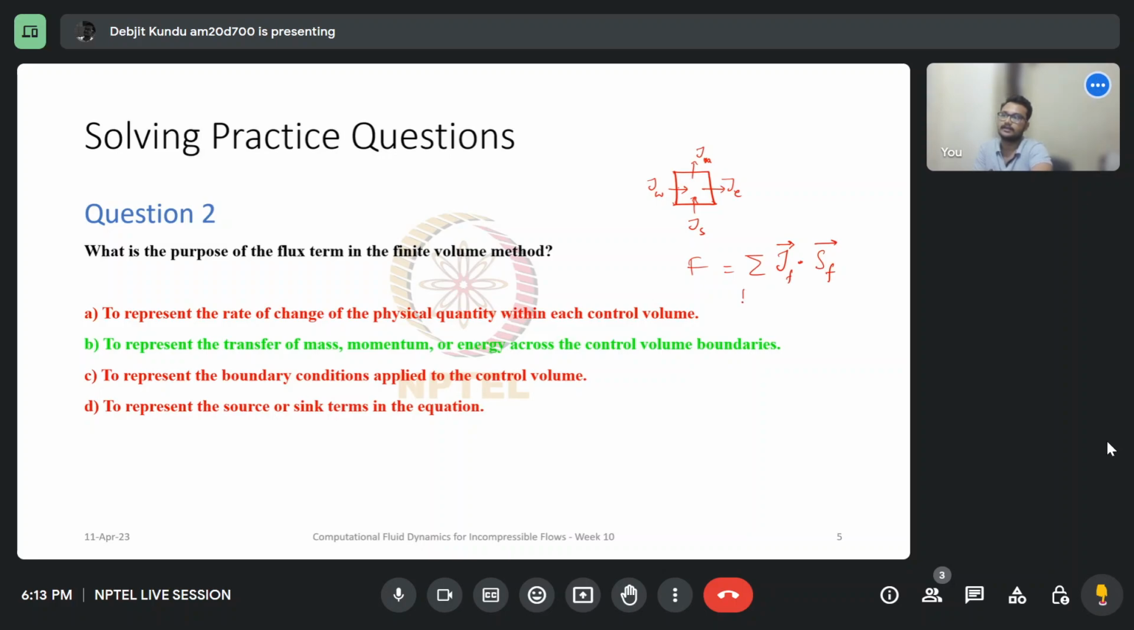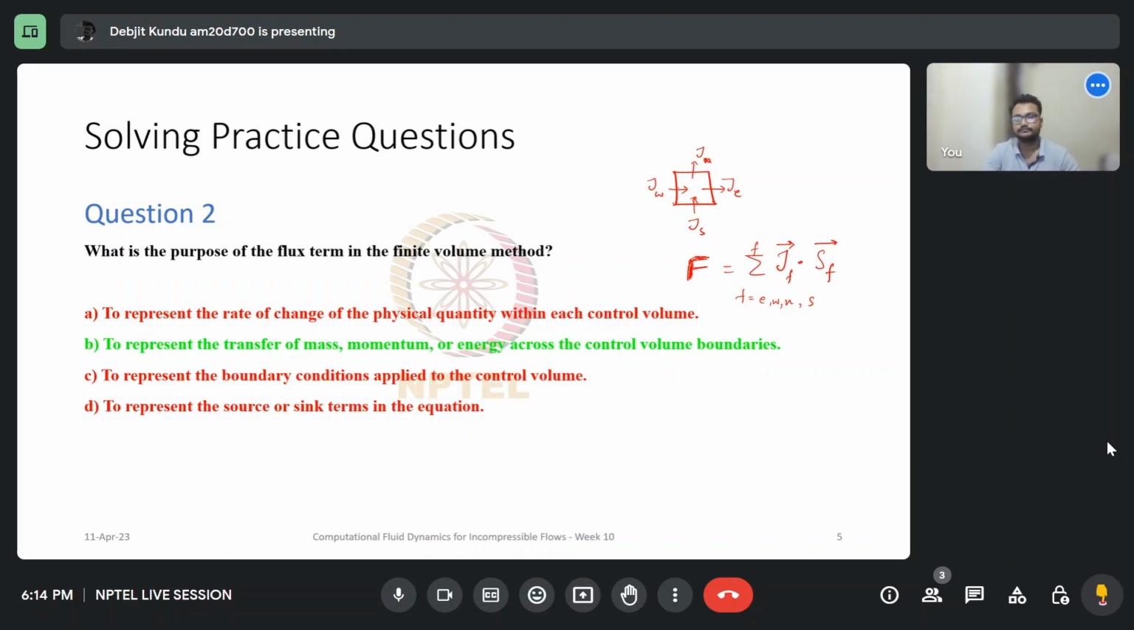So here F represents east, west, north and south. This is summation over F. So this flux term actually keeps count of how much of the physical quantity entered into the system and how much left. The balance of that would be equal to this flux term F. And the physical quantity could be anything. It could be mass, momentum, or energy, as we talked about earlier. It could be species and concentrations as well.